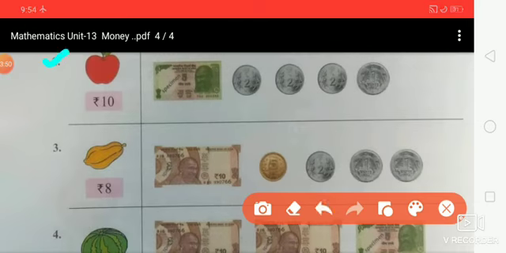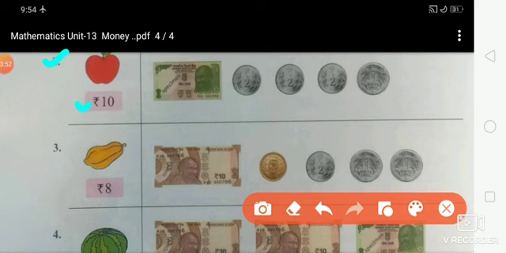Now the next fruit costs 10 rupees. So first look at the 5 rupees note. Circle the 5 rupees note, 2 rupees coin, 2 rupees coin and 1 rupee coin. So the total amount is 10 rupees.